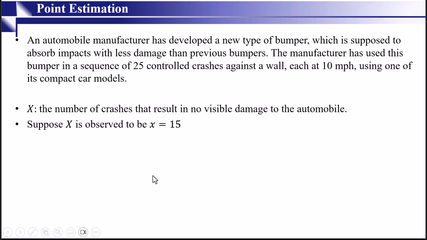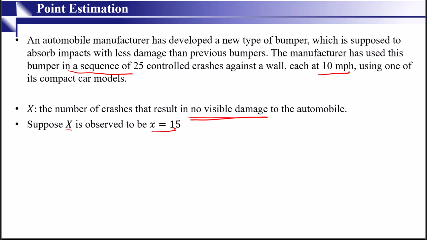Okay, so let's go back to our example. An automobile manufacturer has developed a new type of bumper which is supposed to absorb impacts with less damage than previous bumpers. The manufacturer has used this bumper in a sequence of 25 controlled crashes against a wall, each at 10 miles per hour, using one of its compact car models. Now, our random variable x is the number of crashes that result in no visible damage to the automobile. Suppose x is observed to be 15, right?